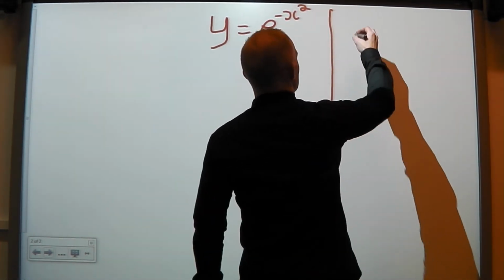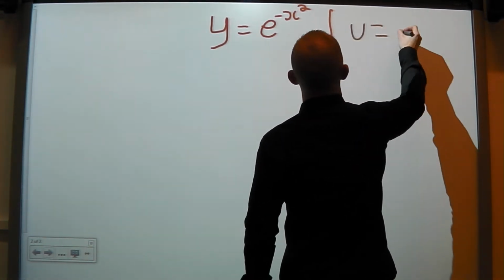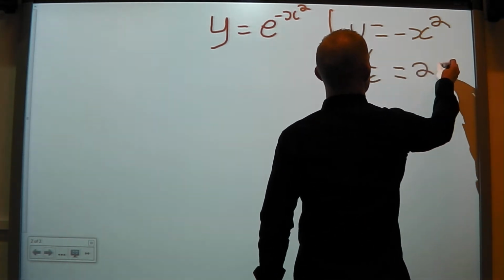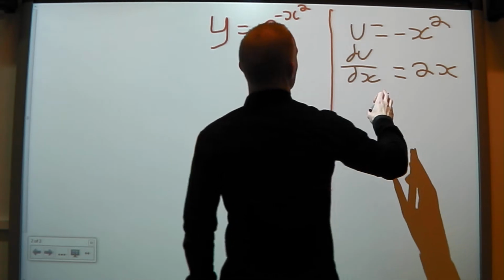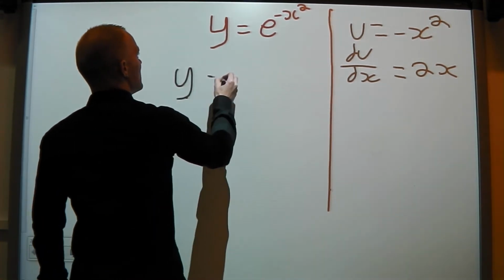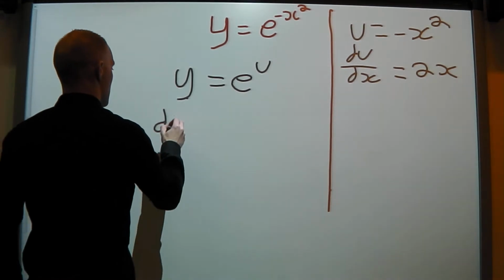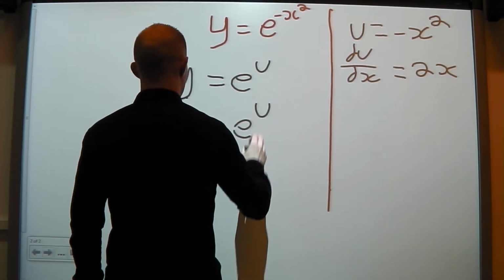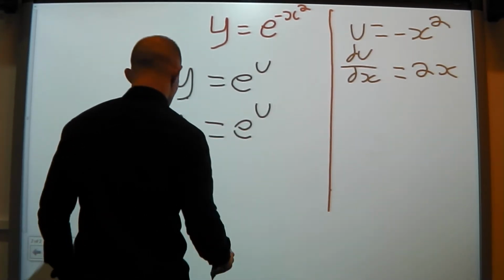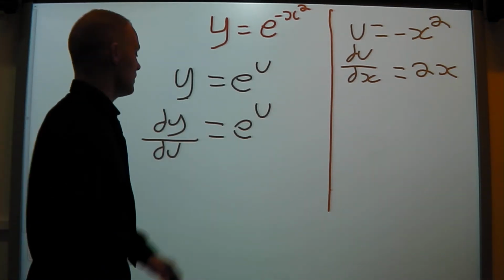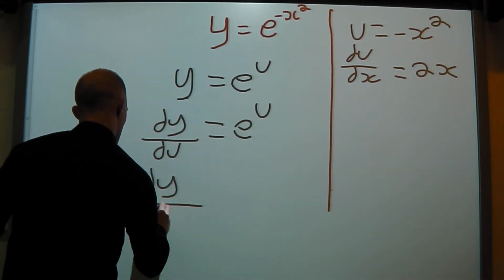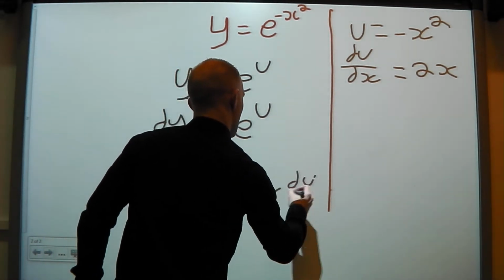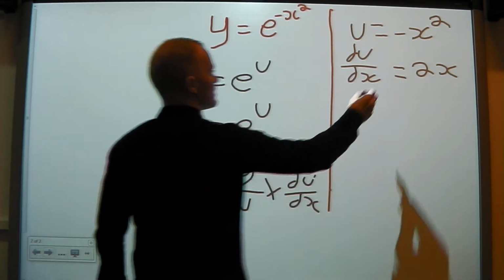Now using the chain rule, we will let u equal negative x squared. That implies that du/dx is equal to negative 2x. So y is equal to e to the power of u, and dy/du is equal to e to the power of u, as we all know. And then du/dx is equal to negative 2x. Now don't forget here we have to find dy/dx. So dy/dx is equal to dy/du times du/dx.